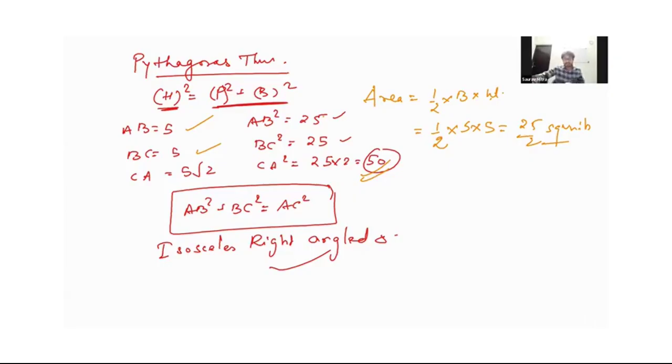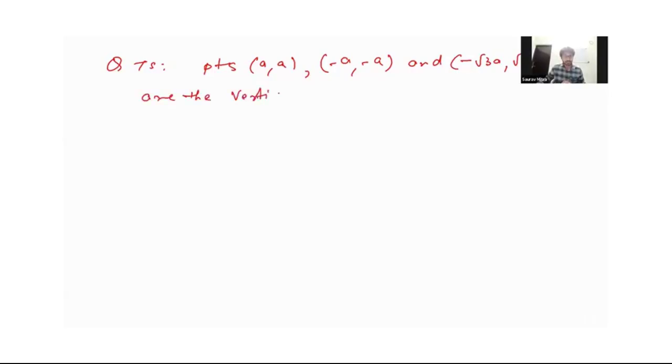Now let's check another question. If I have to show that the points (a, a), (minus a, minus a) and (minus root 3a, root 3a) are the vertices of an equilateral triangle. Also find its area.